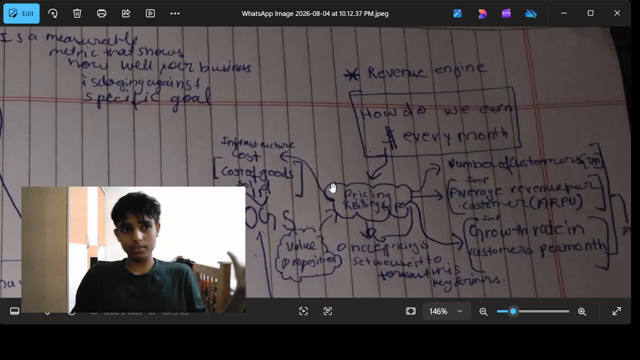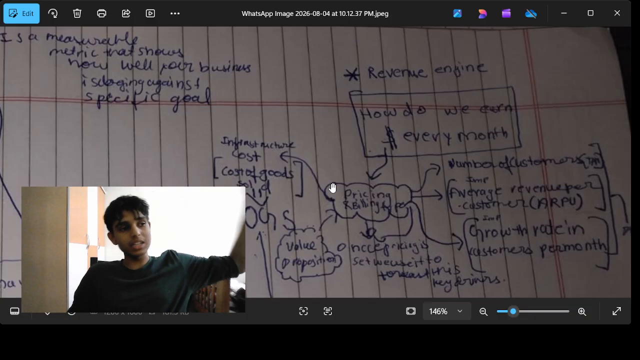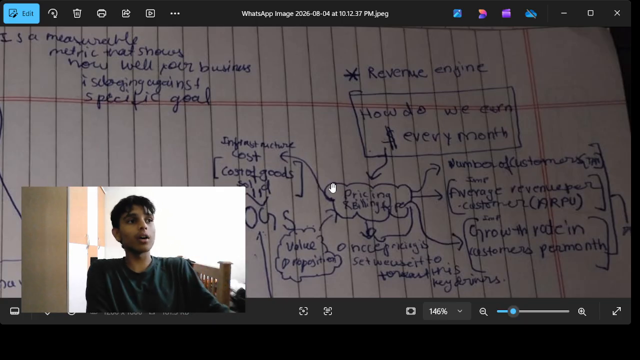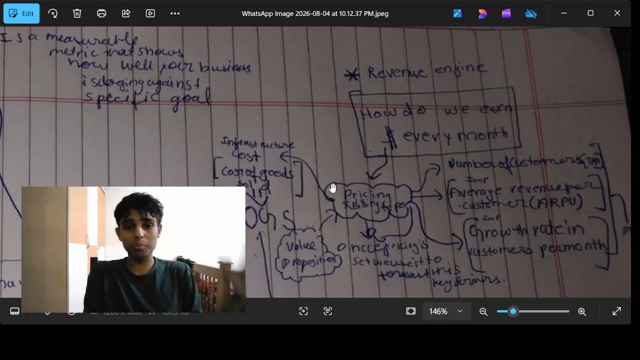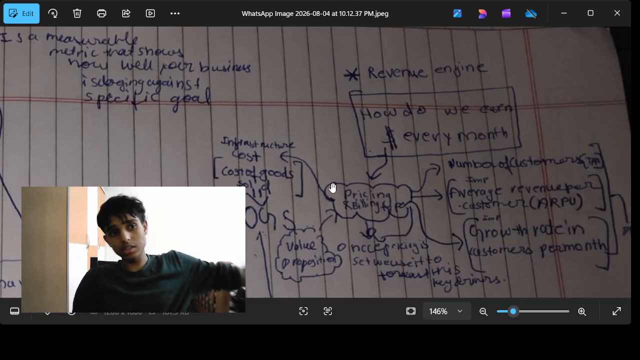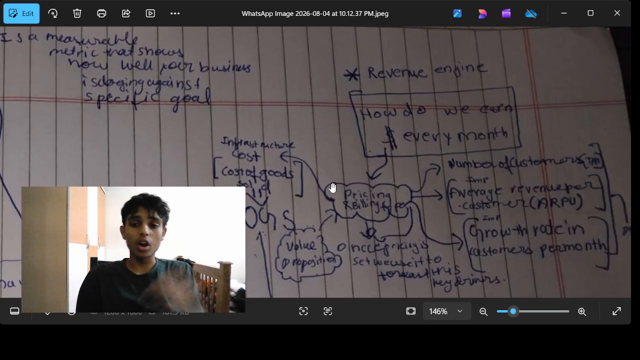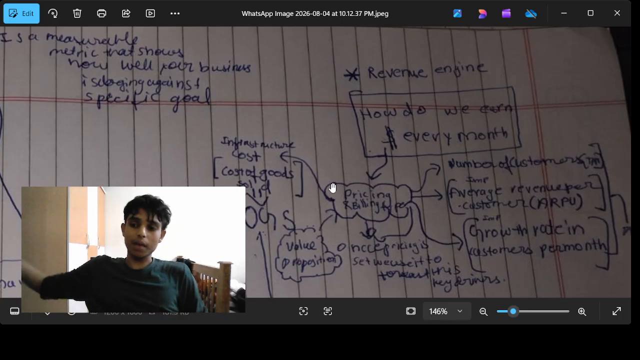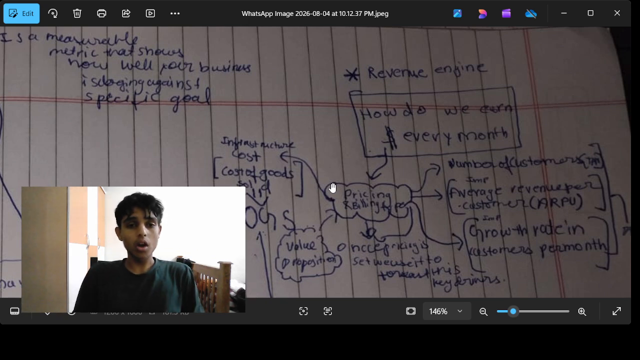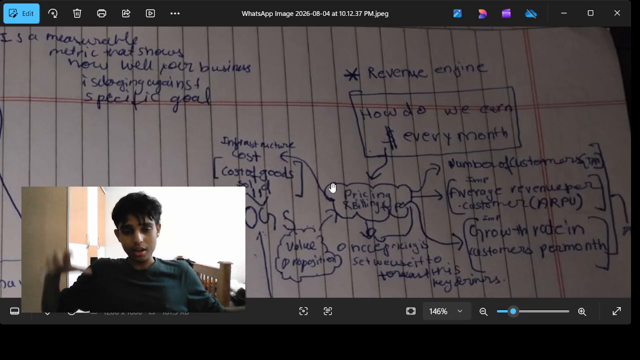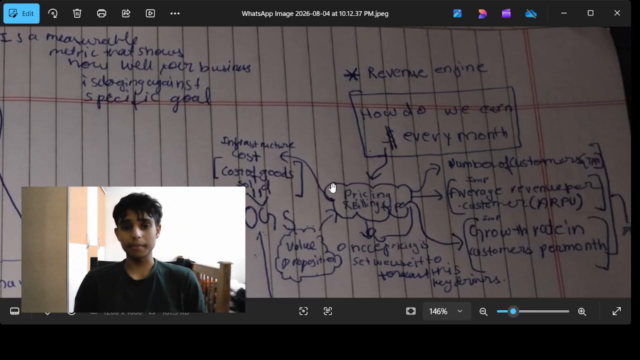Then comes infrastructure cost. This is whatever expenditure goes to building your product, or if you have a SaaS app, the AWS services to run your backend and your models and all. So infrastructure cost and value proposition will determine pricing.